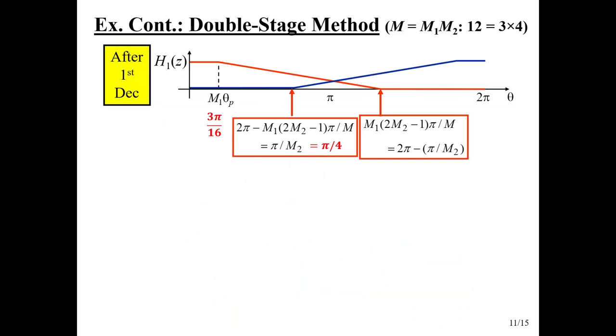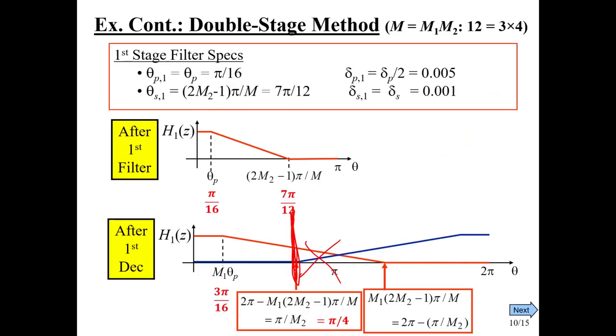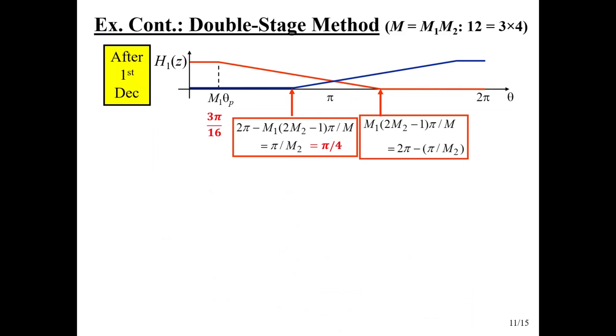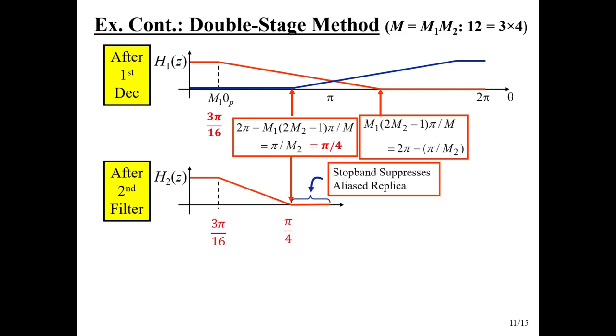Okay, so there's that figure repeated. I don't think I changed anything. Nope, didn't change anything. And so now we can think about the design of our second filter. So like I said, this point here is where the stop band of our second filter must start. And in general, for this two-stage approach, that's going to be pi over M2. And for our example, that's pi over 4.